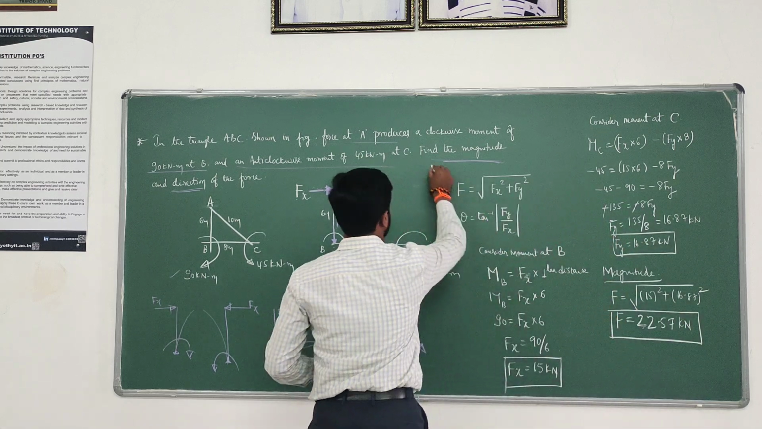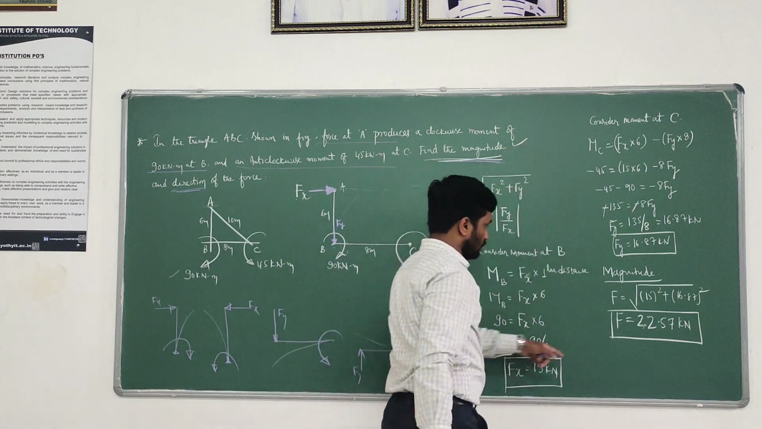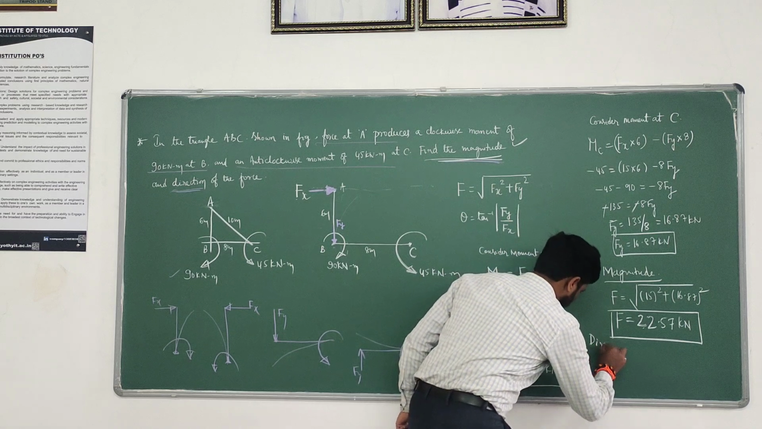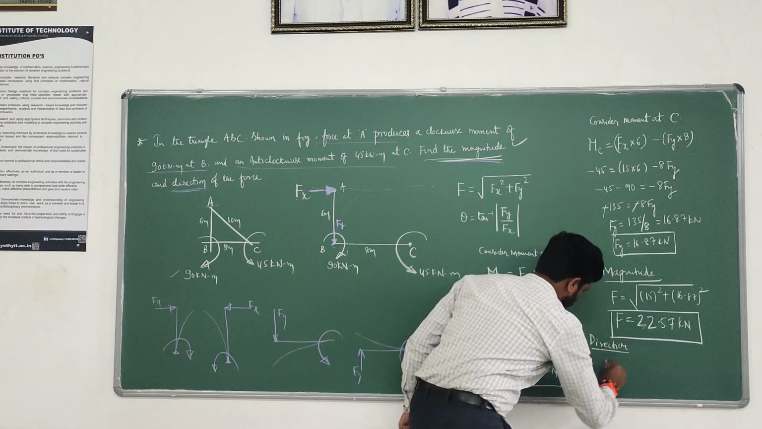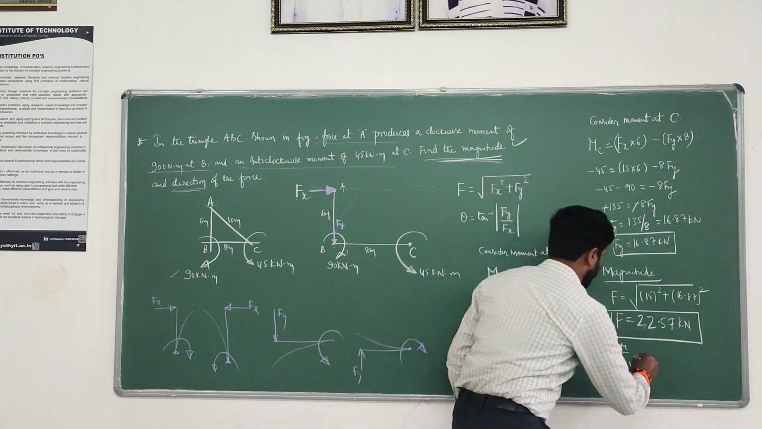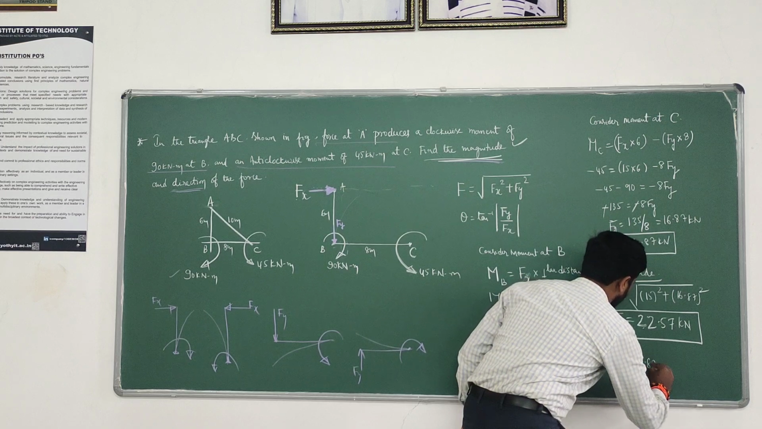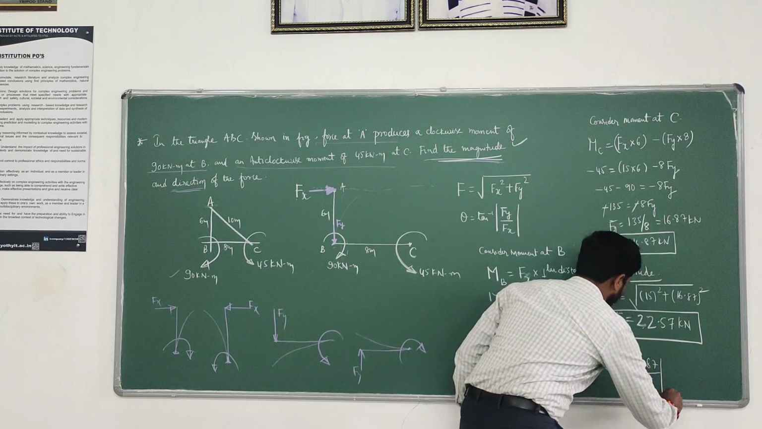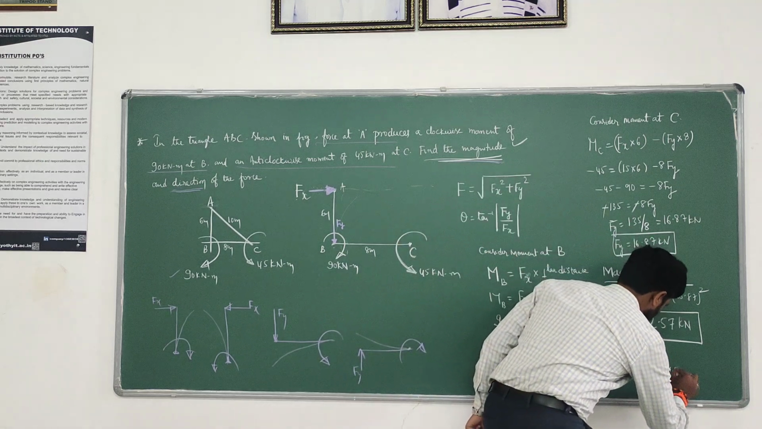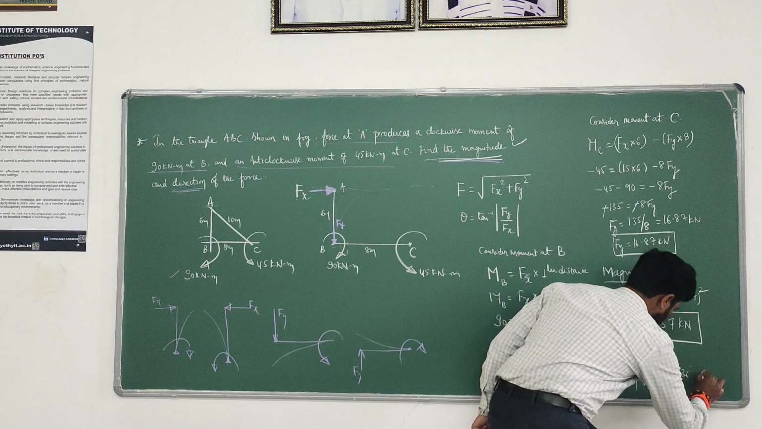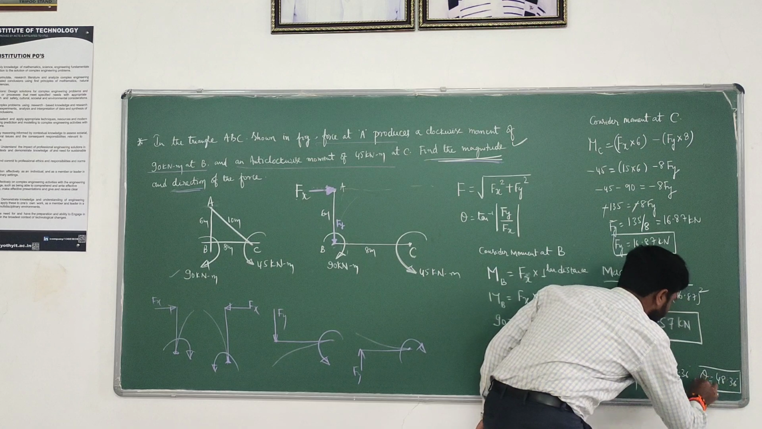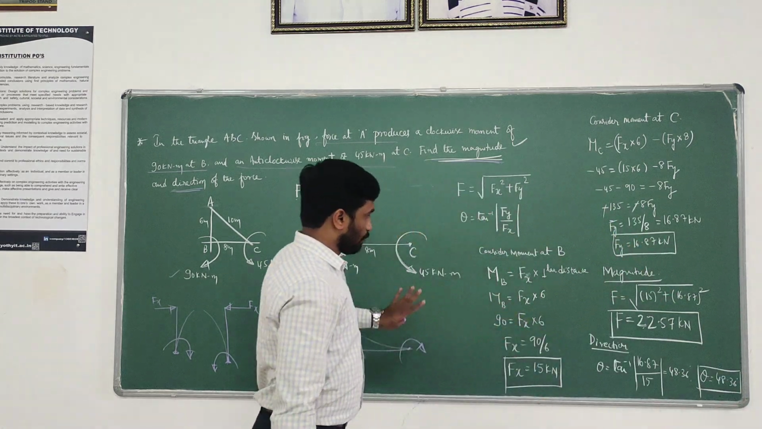It's a single magnitude. Find the magnitude. Magnitude is 22.57 kilonewton. Similarly, direction, that is theta equals tan inverse of magnitude of Fy, 16.87, divided by Fx, 15. What is the value of theta? 48.36 degree. The direction is theta equal 48.36 degree. So this is a very important problem.